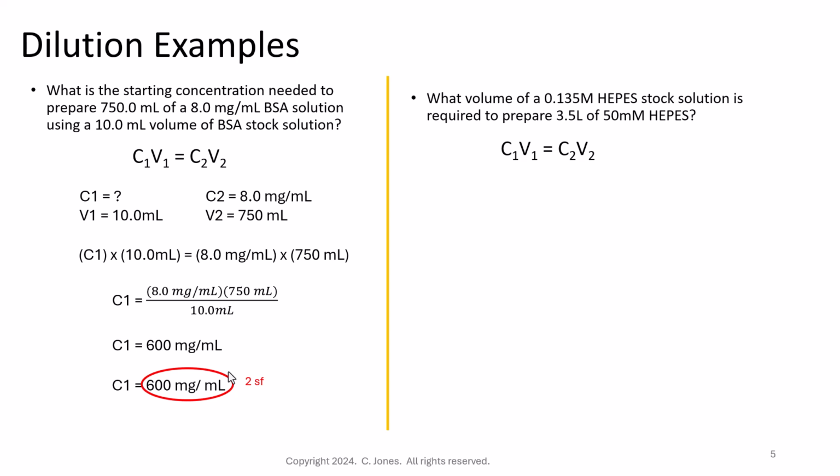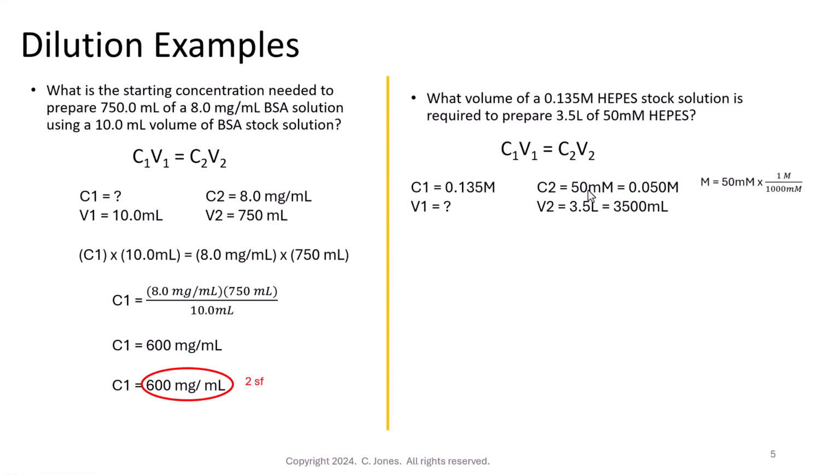So this is a C1V1 equals C2V2 problem. We need to assign values to C1, V1, C2 and V2. What volume of a 0.135 molar HEAPS stock solution is required to prepare 50 millimolar? So 0.135 molar is a larger value than 50 millimolar, right? So we're trying to determine what volume, what V1, we need initially. And then C2 is going to be the smaller concentration, and V2 is going to be the volume that we want to prepare. So that was pretty easy. Prepare 3.5 liters.